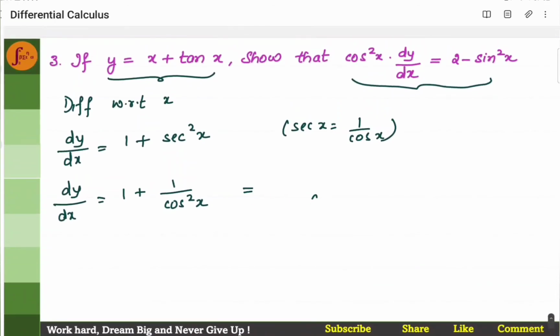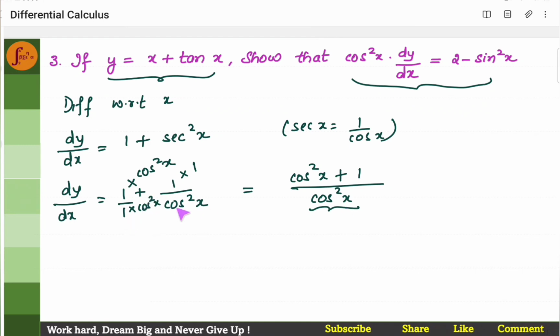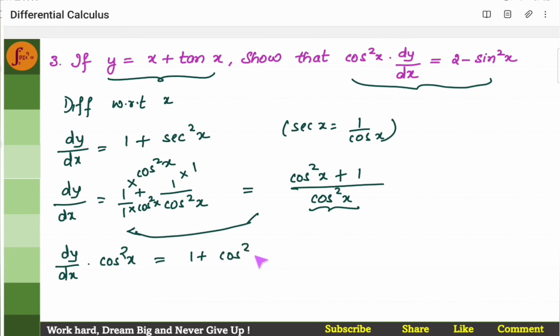Now if I take the LCM, I'll get cos square x as the LCM. Assume that this is 1 here. So I have to multiply into cos square x, and into 1 here. So 1 into cos square x plus 1. Because if I have to get the LCM as cos square x, I have to multiply here with cos square x. Cos square x into 1 is cos square x, but I multiply the numerator. So cos square x plus 1. Now I'll shift cos square x this side. What will happen? I'll get dy by dx into cos square x is equal to 1 plus cos square x.